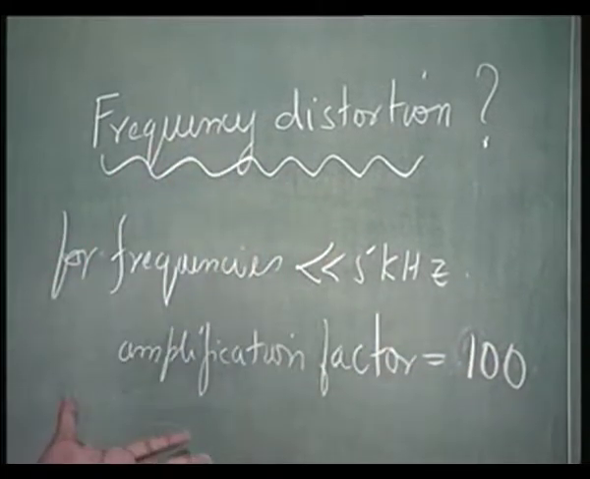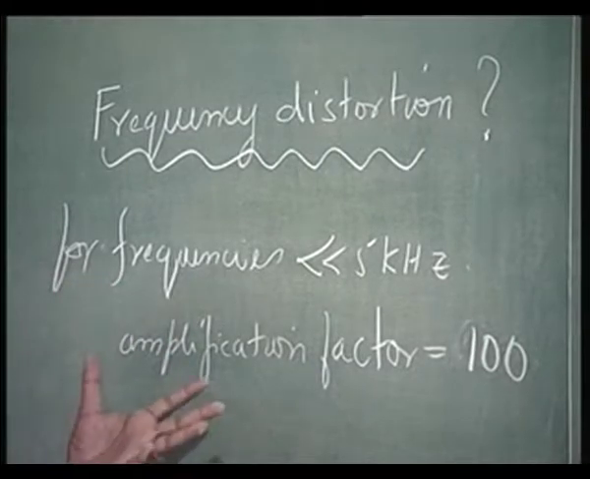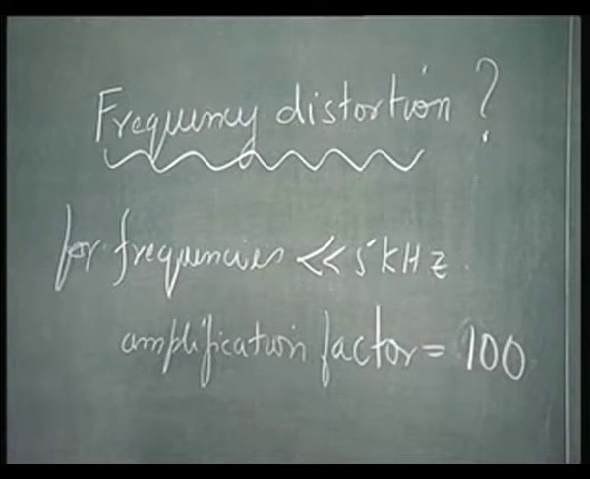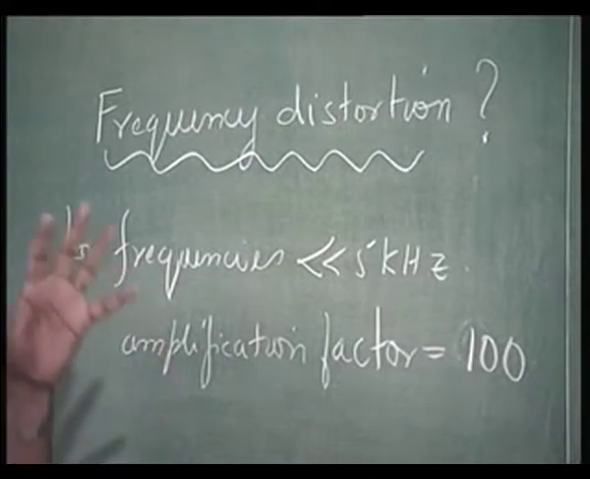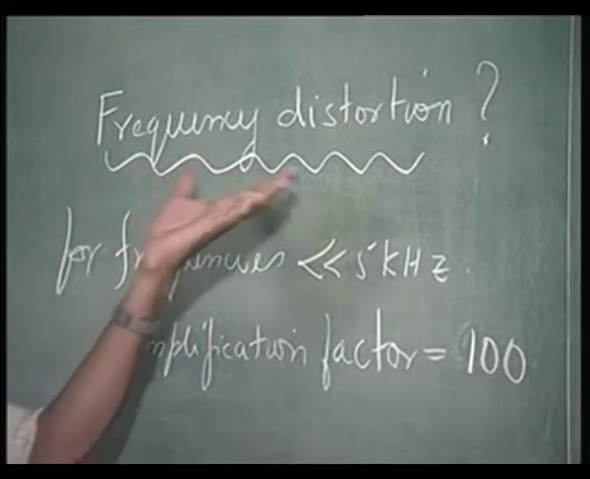So, if the input signal comprises many frequencies with certain amplitudes, the same amplitude ratio is not going to be maintained at the output. That is what is called distortion.